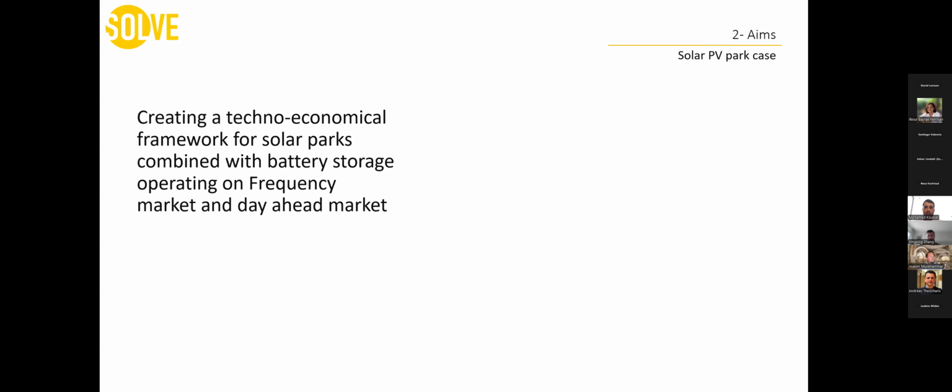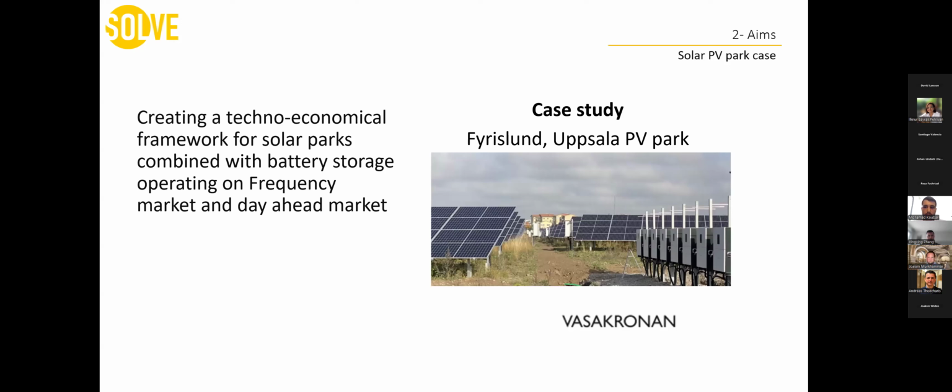For the Swedish case, we used some data from Uppsala solar park in Fyrisland, which is owned by Vasa Kroner. So this was recent work we have done on solar PV parks.